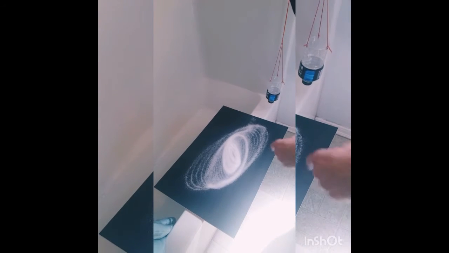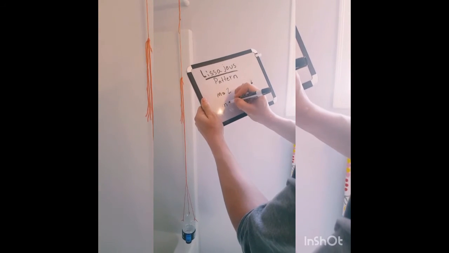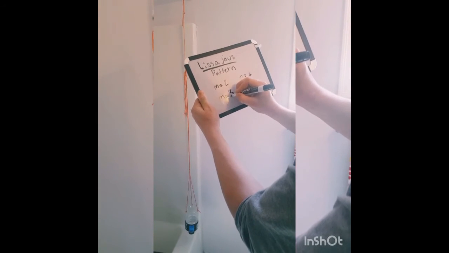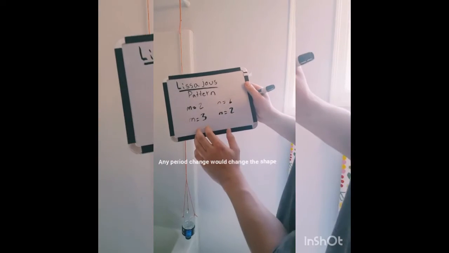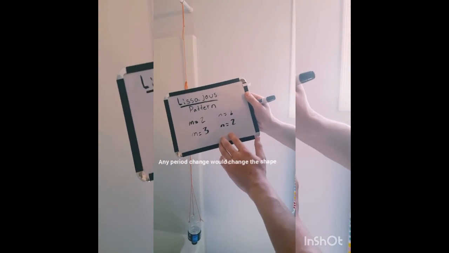The overall shape of this pattern, though, can be altered simply by changing the period. If we had one axis with a longer period than the other, the entire shape that we would get would be altered.